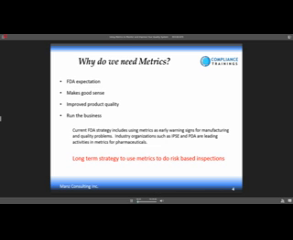So, why do we need metrics? Well, it's obvious that the FDA expects us to do that, but that's really not the best reason for using metrics. We do it because it makes sense, because it helps us to deliver improved product quality, and it helps us to run the business.